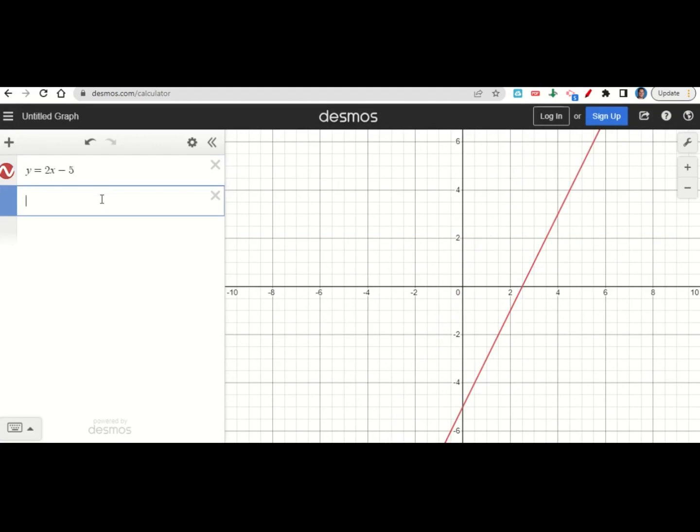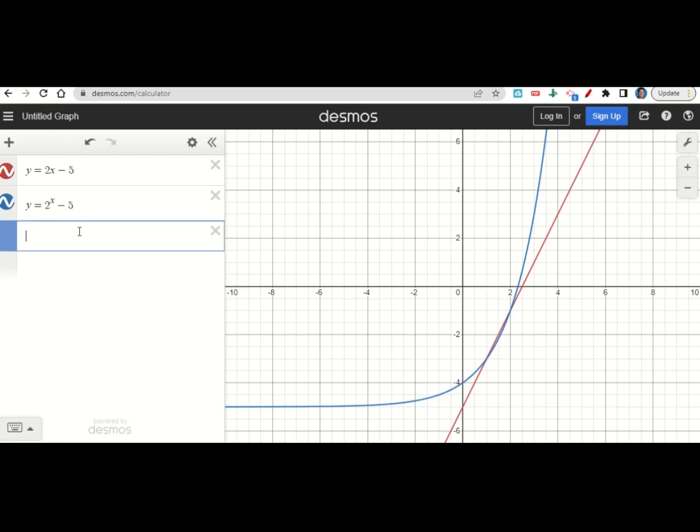We can type in any kind of function. We can do an exponential: y equals 2 to the x power minus 5. That's what it would look like there. We can type in a quadratic: y equals 2x squared minus 5, and see exactly what that one looks like.